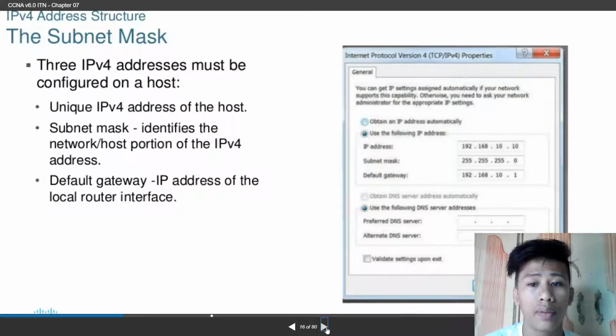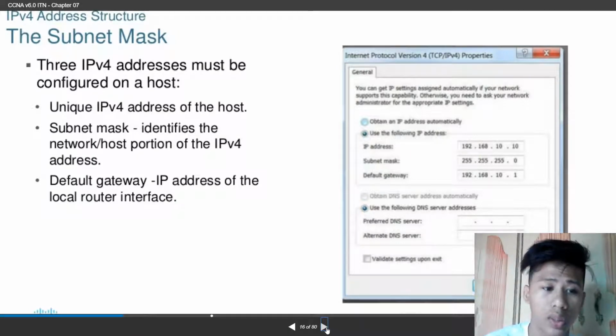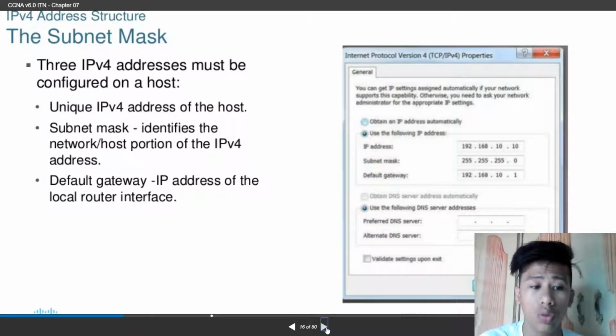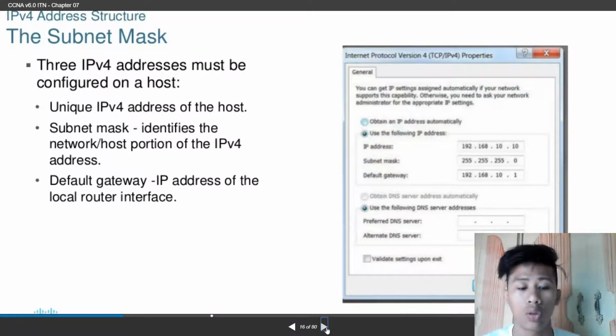These are the IPv4 TCP/IP properties that have to be configured on the host. The first one is the unique IPv4 address of the host. The second one is the subnet mask that identifies the network and host portion, and the default gateway, which is the IP address of the local router interface.